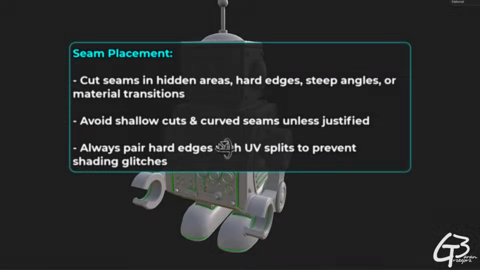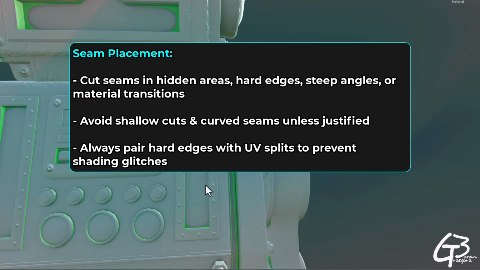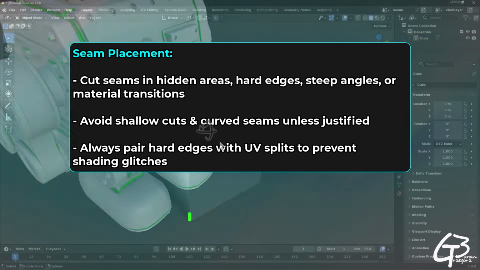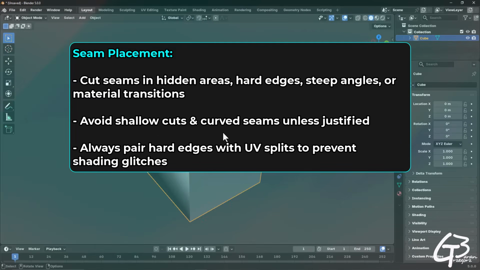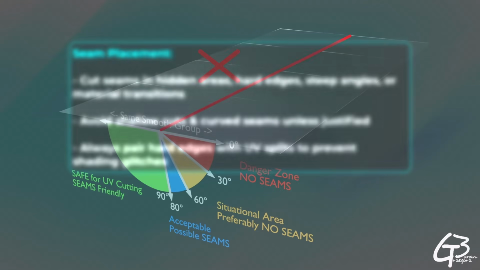When it comes to seam placement, it's all about context. Cut where it makes sense. Hidden areas, hard edges, steep angles, or material transitions. Avoid shallow cuts and curved seams unless you've got a solid reason. And always pair hard edges with UV splits to avoid shading glitches.